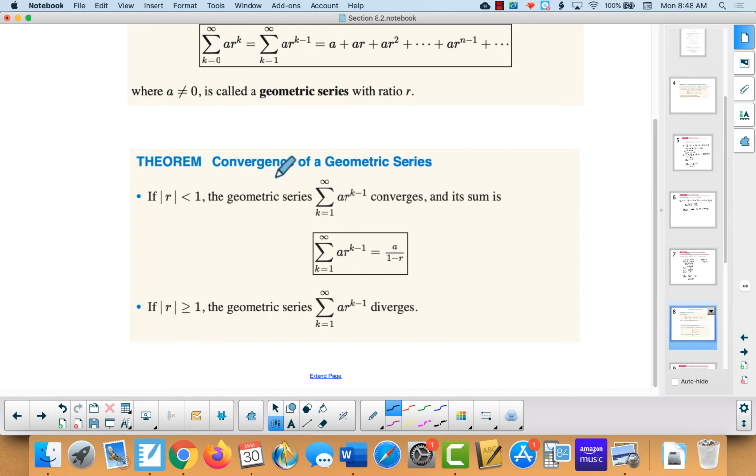Geometric series will converge if the absolute value of r is less than 1. So if r is between 0 and 1/2, or between 0 and -1/2, we'll have a geometric series that converges. And this is how we find the sum. We take that first term and we divide it by 1 minus the ratio. If the ratio is greater than 1 or less than -1, then that series is going to diverge.